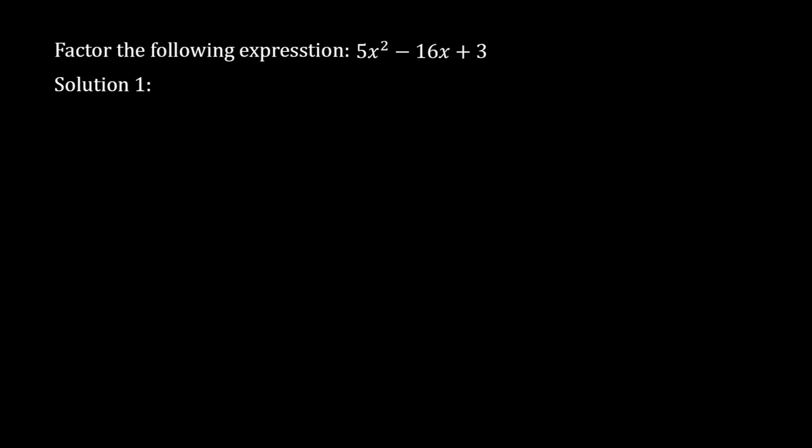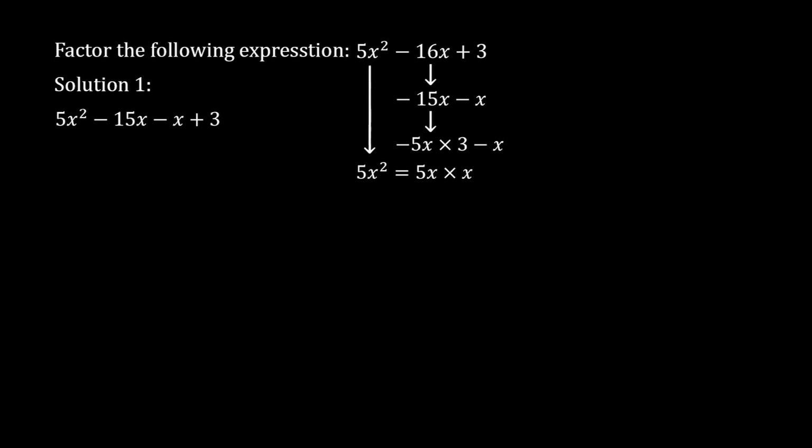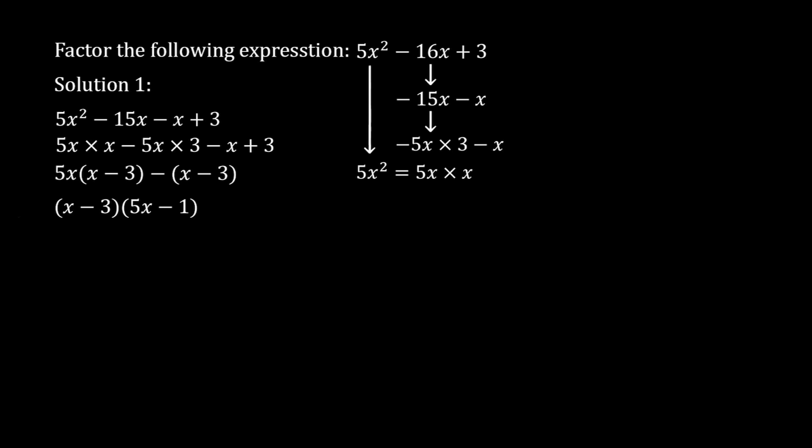Solution 1. Let's write minus 16x as minus 15x minus x. Here we can see that both 5x squared and 15x have 5x as the common factor, and now we can present them as 5x times x minus 3. Next, we can put x minus 3 into a bracket and add a negative sign in front of the bracket. Here again, we see a common factor, x minus 3. Now, the original expression can be presented as a product of x minus 3 and 5x minus 1. This is our final answer.